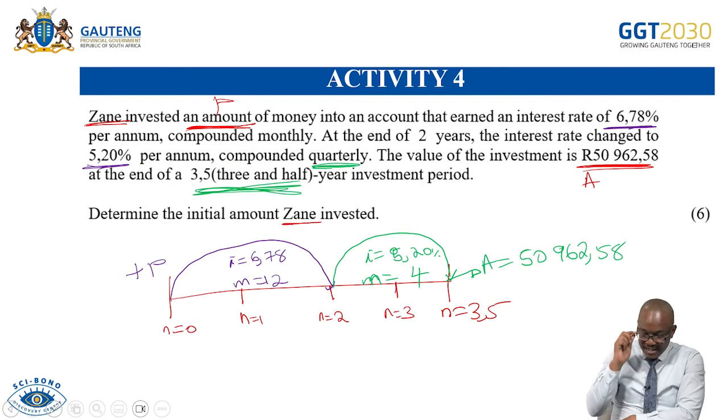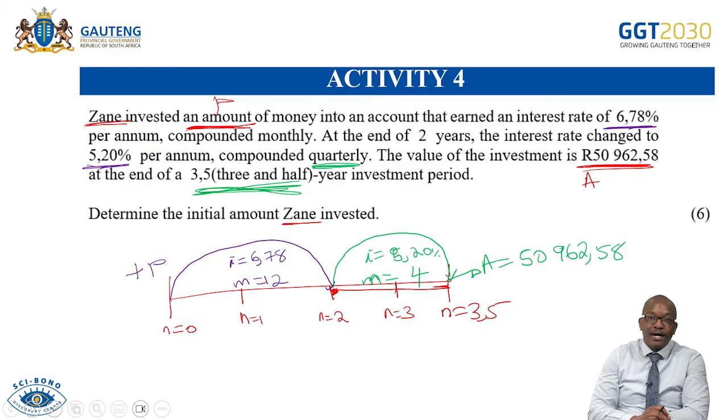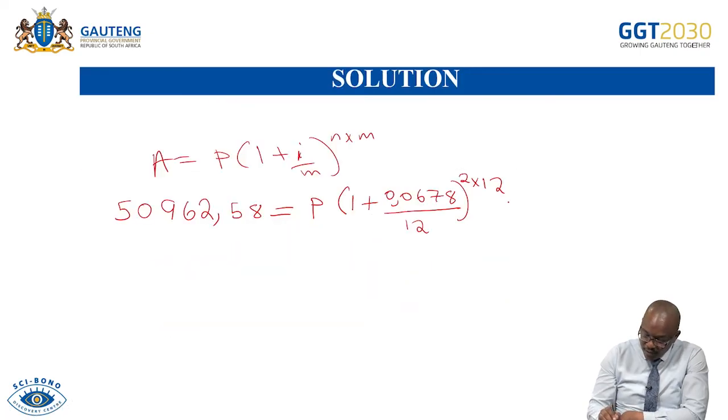And the interest for the remaining 1.5 years. Remember, from year 2 to year 3.5 is only 1.5. Now the interest has changed to 5.20. If you divide that by 100, you get 0.052. So we multiply the interest for the next 1.5 years, 0.052, charged quarterly, so we divide by 4, to the power of 1.5 multiplied by 4.